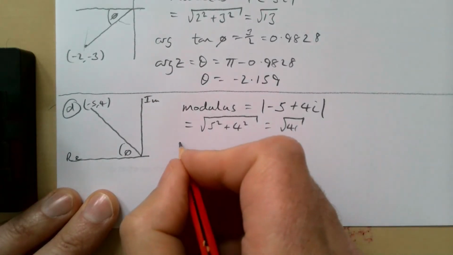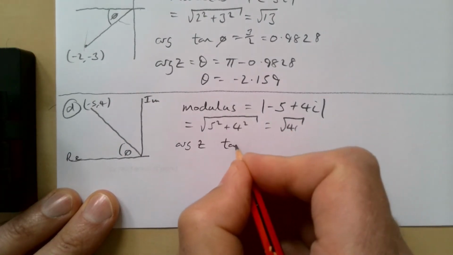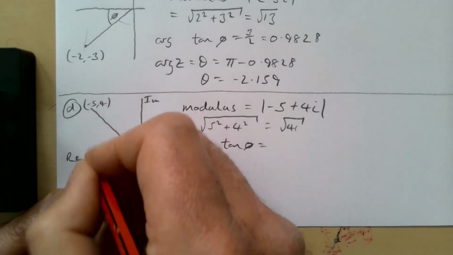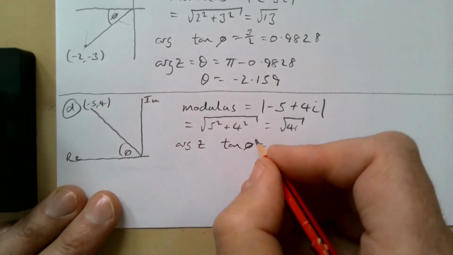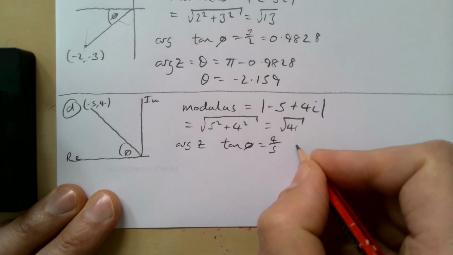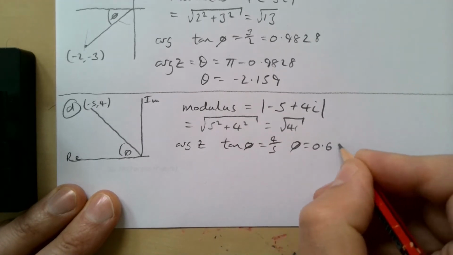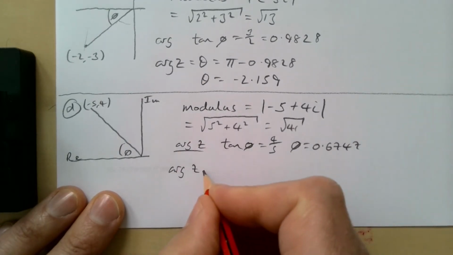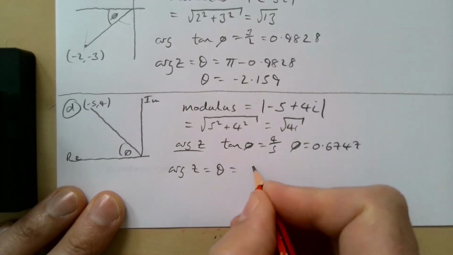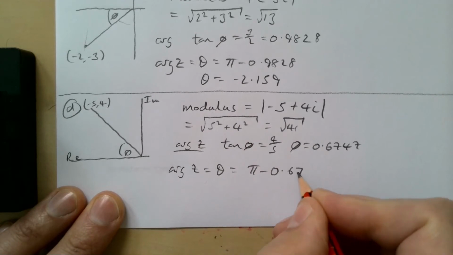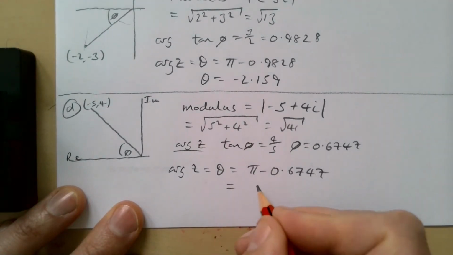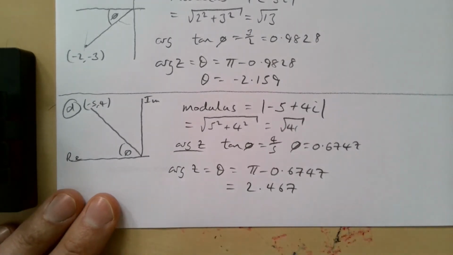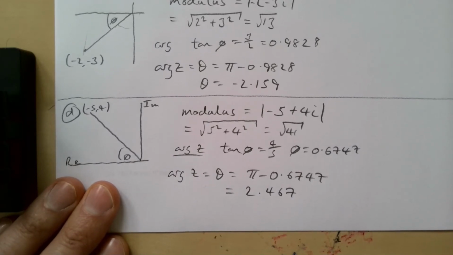41, and the argument then of z. So I'm going to work out tan phi, which is the opposite over the adjacent, so it's 4 and a 5 there. And then our argument of z, we're calling it theta, is pi take away 0.6747, and that gives us 2.467 radians.